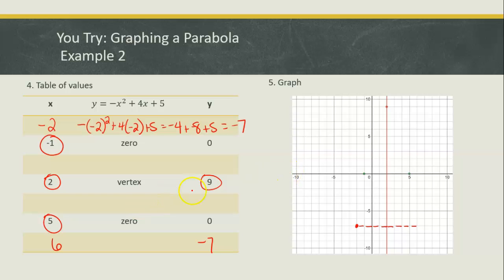Then let's see, I want a number in between 2 and -1. So I could either use 0 or 1. I'm going to use 0 because that's easy for me to calculate. So it becomes -0 squared plus 4 times 0 plus 5. Well, -0 squared is 0. 4 times 0 is 0. So that's going to leave me with 5. So over to 0 and up to 5 is a dot right there.